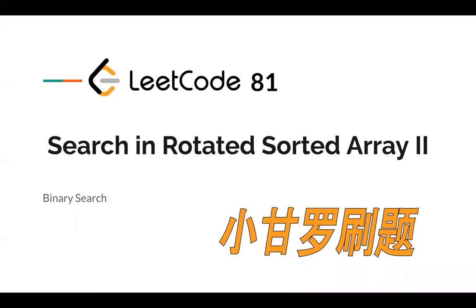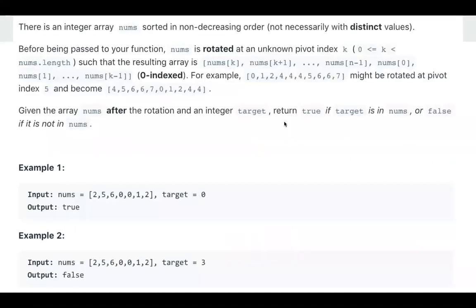Hello everyone, let's take a look at LeetCode 81, Search in Rotated Sorted Array II. It's a follow-up of LeetCode 33, Search in Rotated Sorted Array I. For this problem, if you haven't finished LeetCode 33, you can practice that first, then do this problem. Okay, let's take a look at this problem.